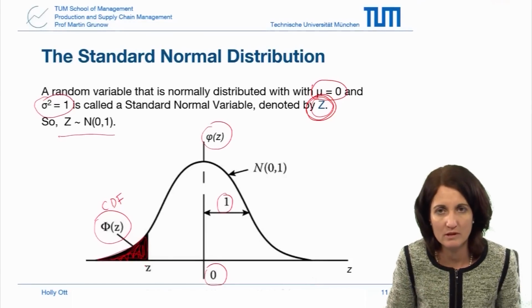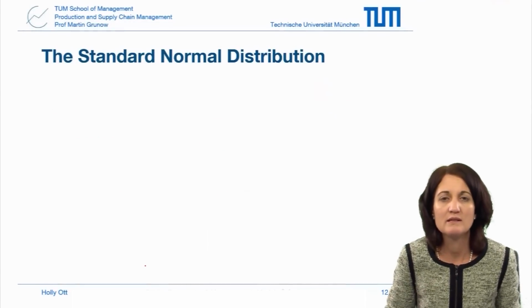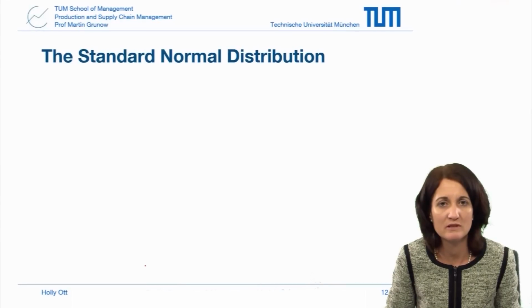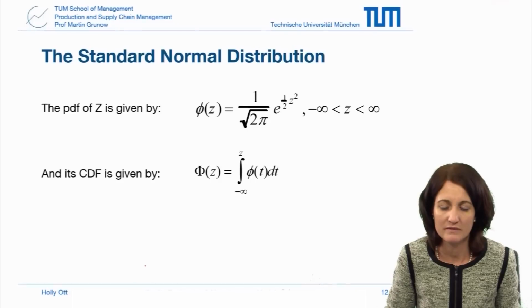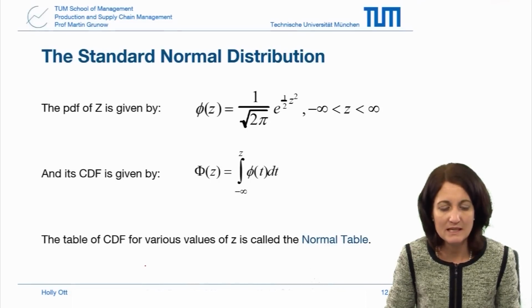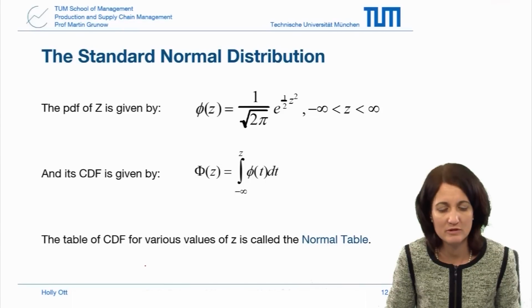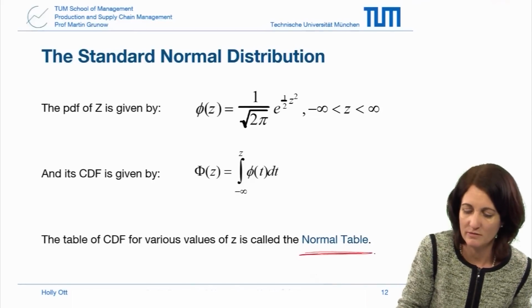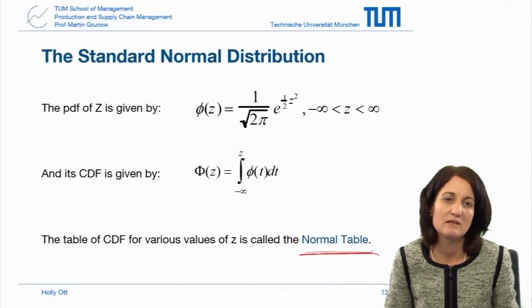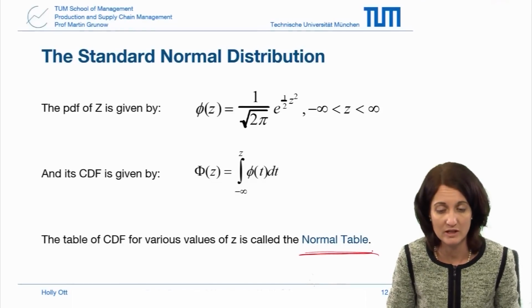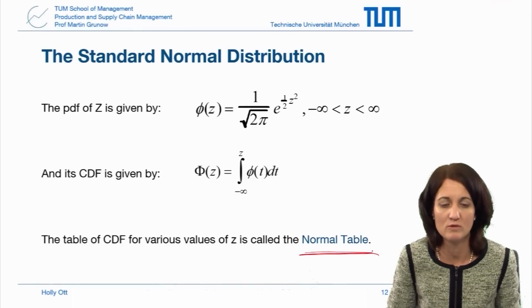Now, what's very useful about this is that the PDF and the cumulative distribution function are given as shown, and the CDF, the cumulative distribution function for values of z, has been tabulated and is called the normal table. So we can use this for performing that complicated integral. Let's have a look at how this table works.